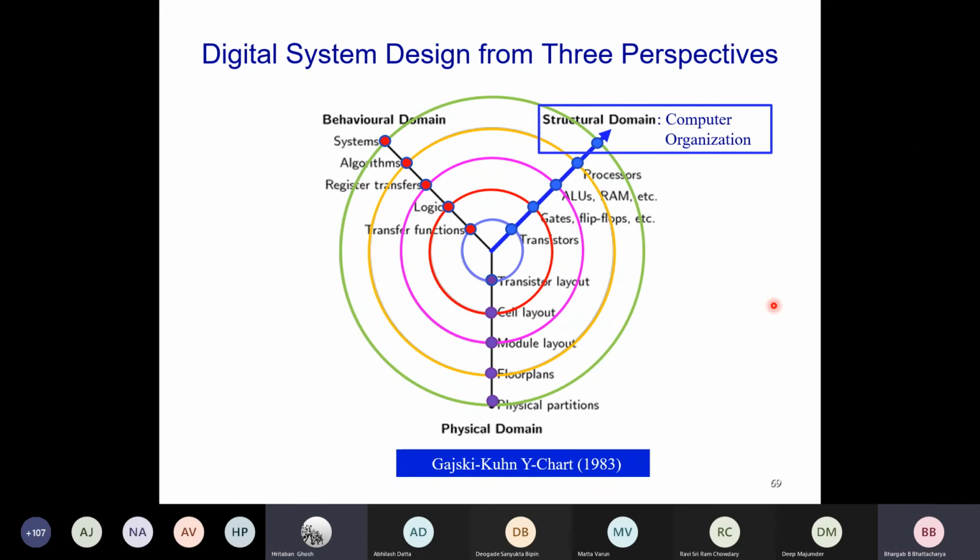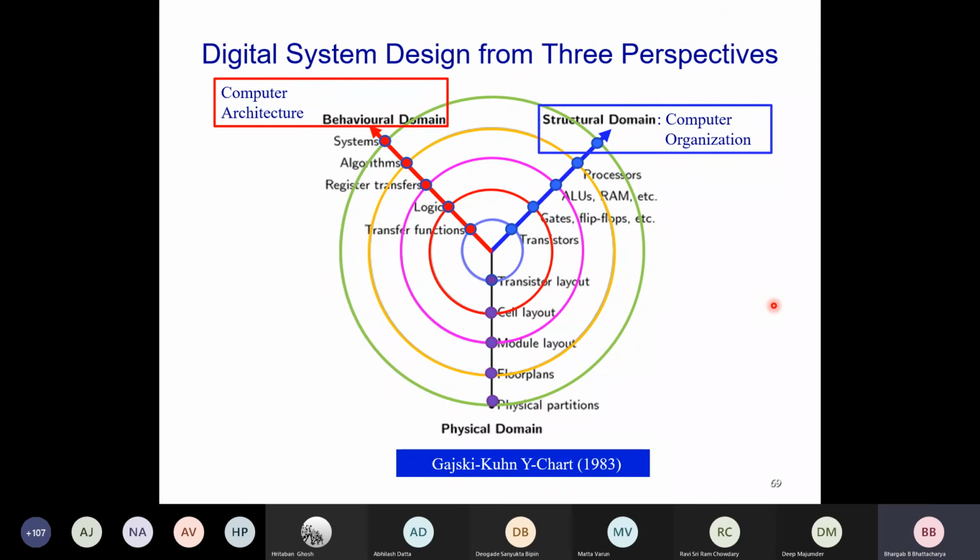The behavioral domain will be computer architecture. Yeah, correct. Structural domain is computer organization. You already talked about that, right? Processor, ALU, gates, transistor, because of the hardware components. Behavioral domain, you are correct. That defines the computer architecture.